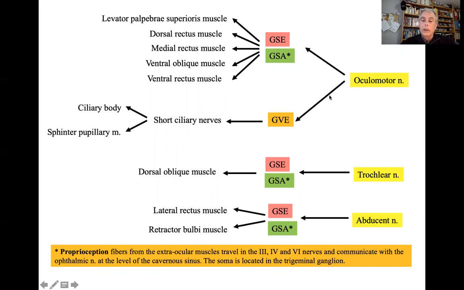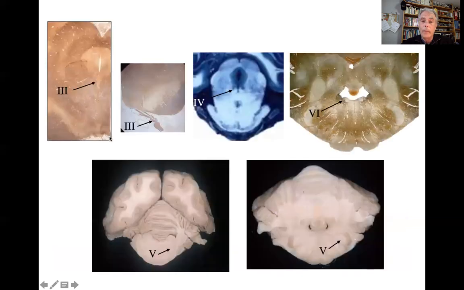The oculomotor has another component, the general visceral efferent component, right? This component travels in the ventral branch of the oculomotor nerve to the ciliary ganglion, and from the ciliary ganglion, postganglionic parasympathetic neurons form the short ciliary nerves that are going to innervate the ciliary body and the sphincter pupillae muscle.